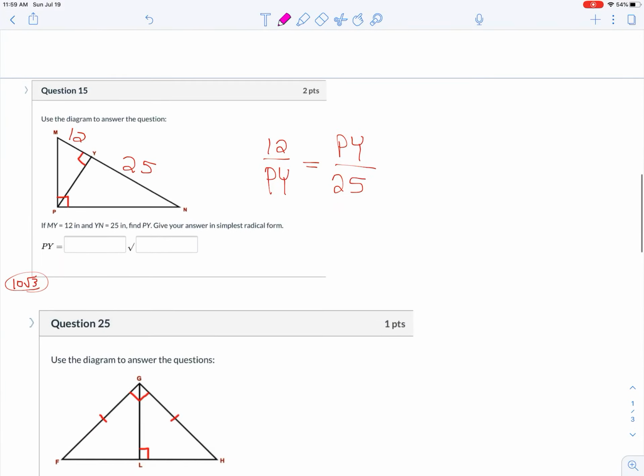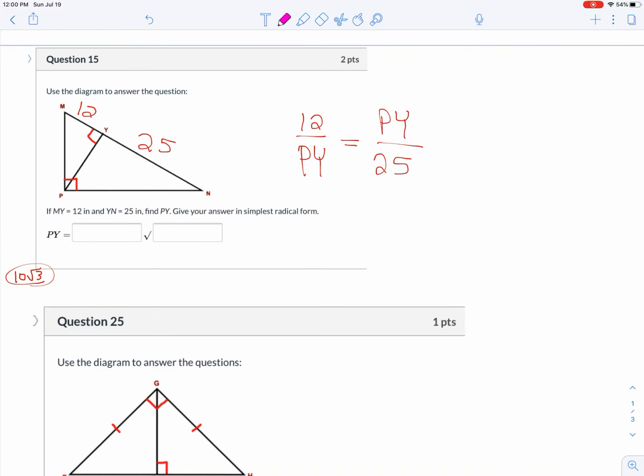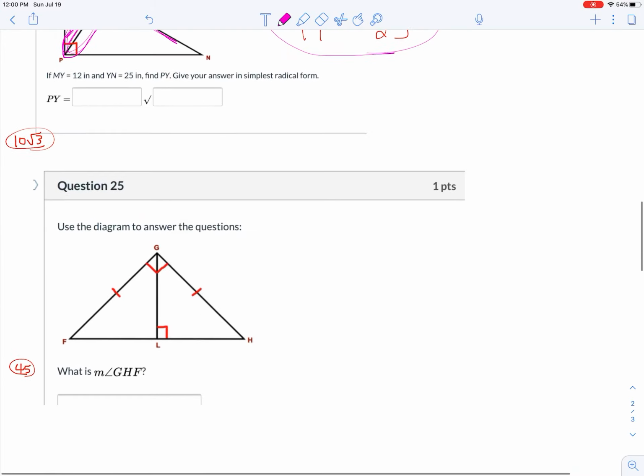Okay, number 15. If MY is 12 and YN is 25, find PY. That is fairly straightforward because you've also got short side is to long side as short side is to long side. You've got a proportion there, and you just need to solve it algebraically.